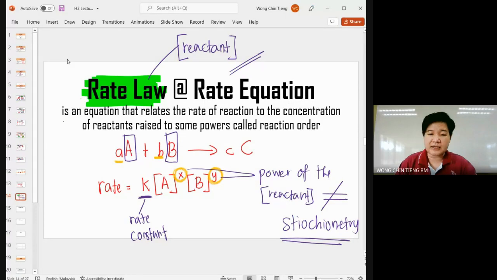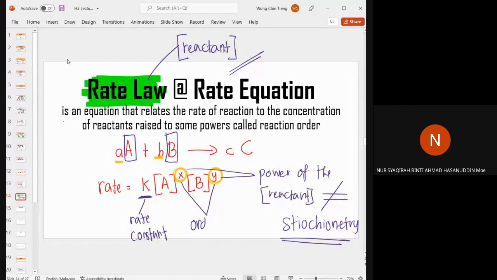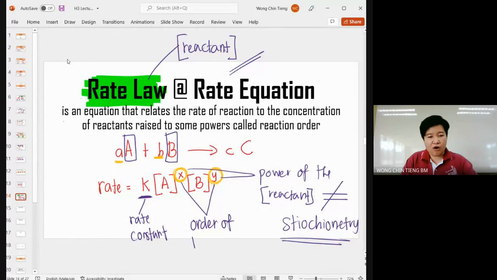Dan kalau dia tak bersamaan dengan stoichiometry, soalan saya, jangan fikir dapat macam mana dulu, fikir dia apa dulu. Apa tu X and Y? Anyone? Order of reaction. Dia adalah order of reaction. Thank you. Dia adalah order of reaction. Okay? So, before we move on a bit.